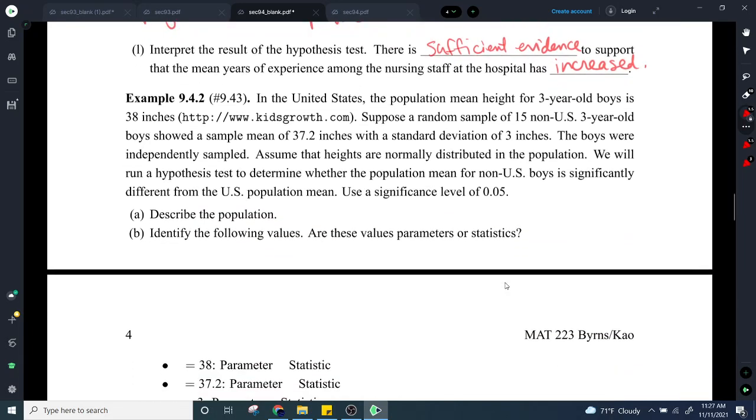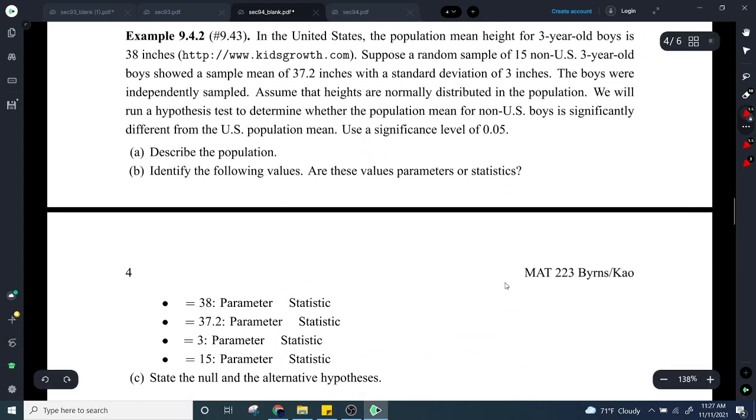All right, let's try the next example. In the United States, the population mean height for 3-year-old boys is 38 inches. Suppose a random sample of 15 non-US 3-year-old boys showed a sample mean of 37.2 inches with a standard deviation of 3 inches. The boys were independently sampled. Assume that the heights are normally distributed in the population.